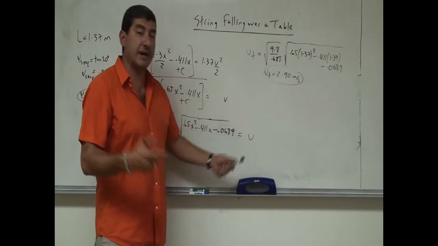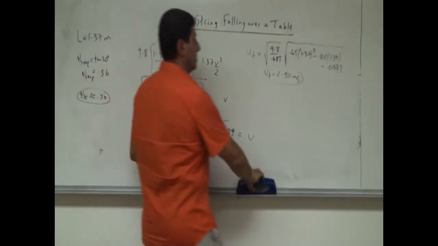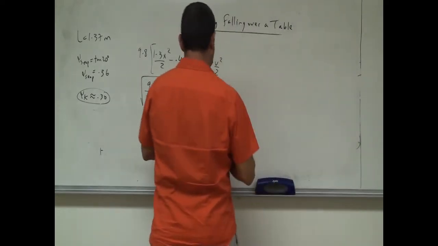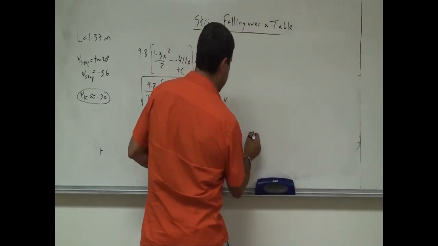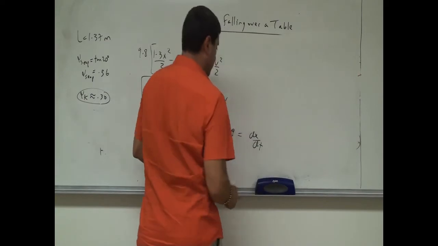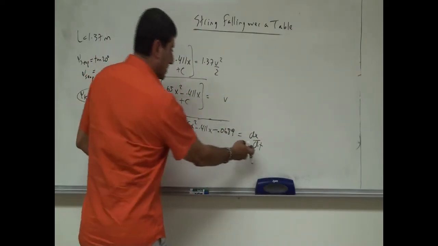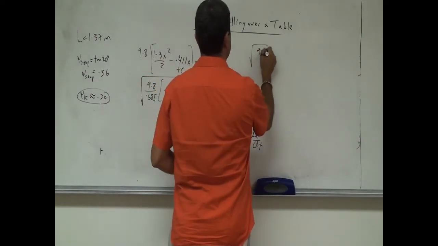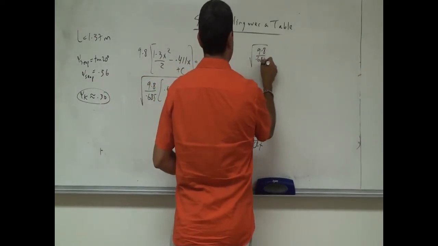In order to calculate time, I need to do one more integral, right? So I need to express v as dx/dt, the rate of change of the position. Then take the dt over there and bring the dx down here. So we have here the square root of 9.8 over 0.685.